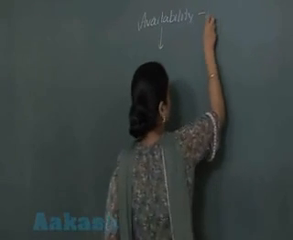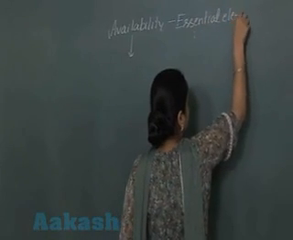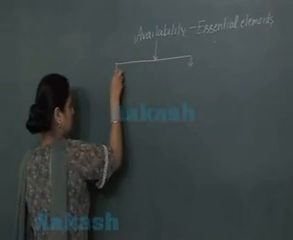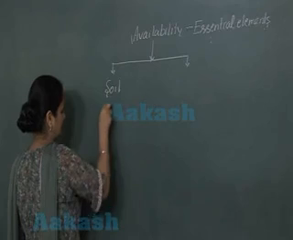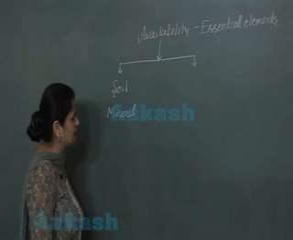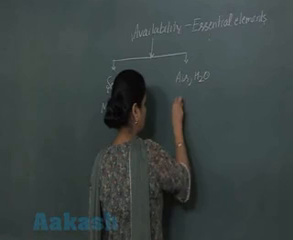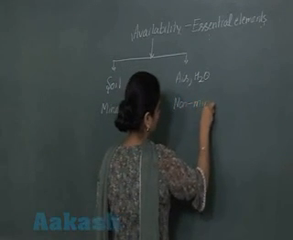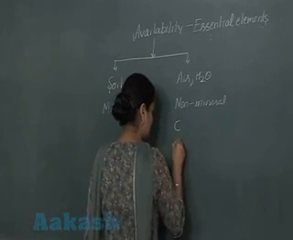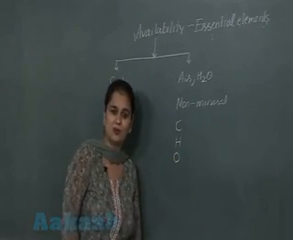On the basis of the availability, essential elements are broadly divided into two categories. The elements obtained from the soil are mineral elements. Most of the essential elements are mineral, and the elements obtained from air and water are non-mineral elements. Examples of non-mineral elements are carbon, obtained from carbon dioxide, hydrogen, obtained from water, and oxygen, obtained from water as well as air.